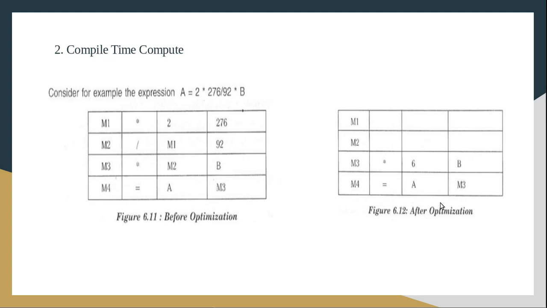During the computation, if there are any constants, it will always save space and time. So it will check for the generation of the constants and do accordingly. The compiler will do optimization accordingly. That is the second one, compile time compute.